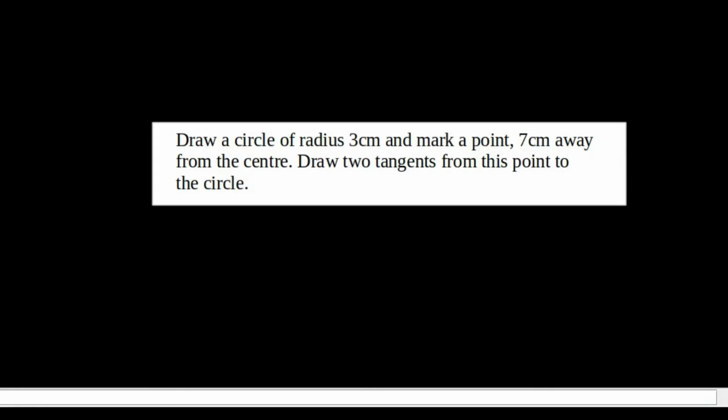Then write this question. Draw a circle of radius 3 centimeter and mark a point 7 centimeter away from the center. Draw two tangents from this point to the circle. Here we know that from an external point, we can draw two tangents to the circle.